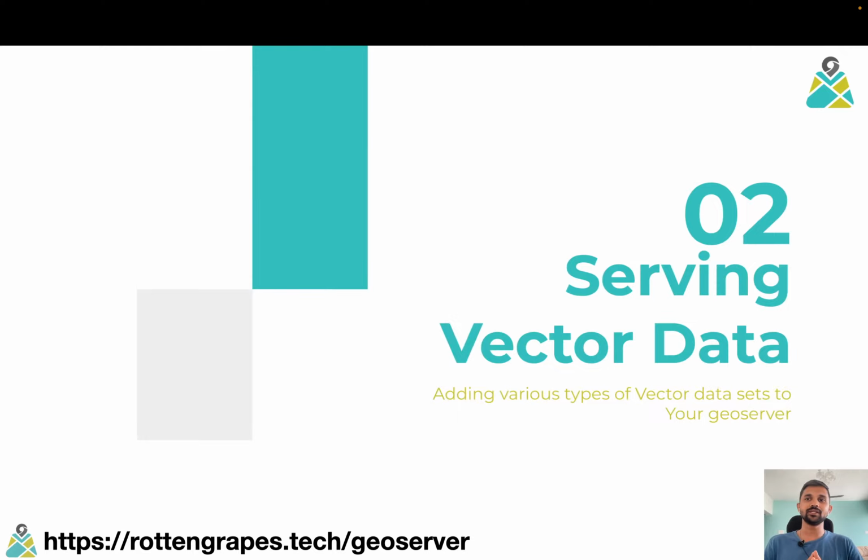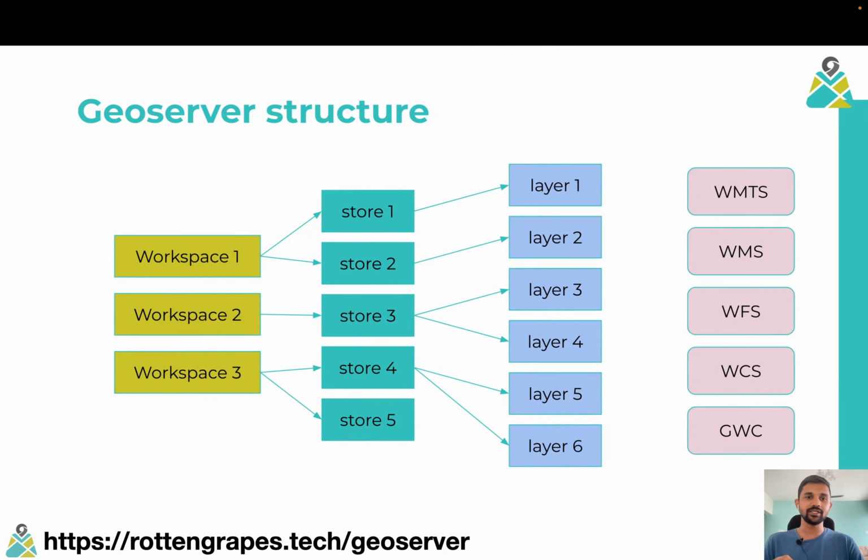Now once the installation is done, this is the main part. We want to understand what different vector data we can serve using GeoServer. Before getting into that, I would like to shed some light on the GeoServer structure. So how exactly is GeoServer structured? Once GeoServer is installed, you will see a nomenclature known as workspace. You can think about a workspace as a project itself. If you're dealing with multiple projects at a time, you can create a workspace for each project. So a workspace can also be considered as a folder.